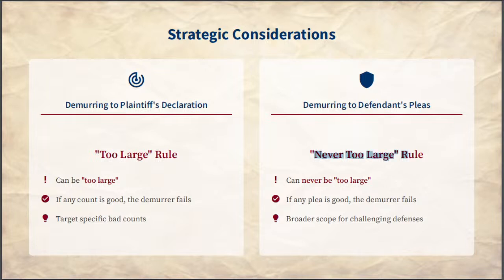So you can never be too large. You cannot let anything slip through, because if any one goes through, your demurrer fails, and now you're going to have that dealt with at trial, or somewhere in the litigation. Broader scope for challenging defenses. So never too large rule, demurring to defendants. The too large rule is demurring to plaintiffs. Important distinction, important strategic considerations. Once you get the idea there, it makes a lot of sense.